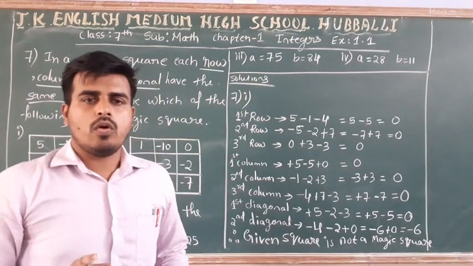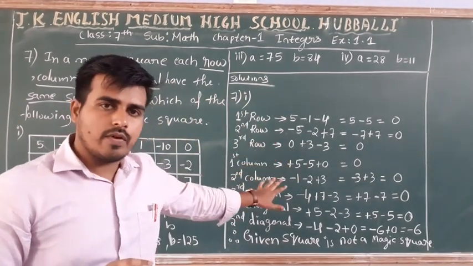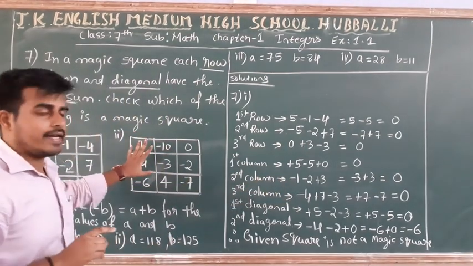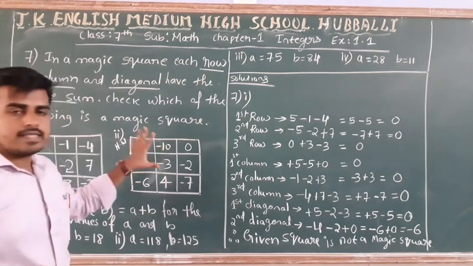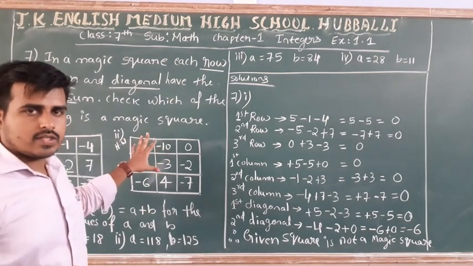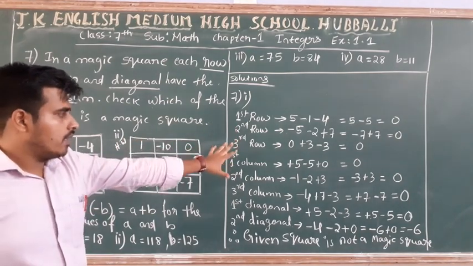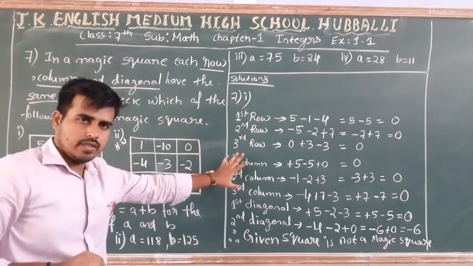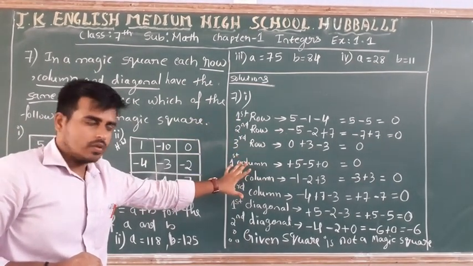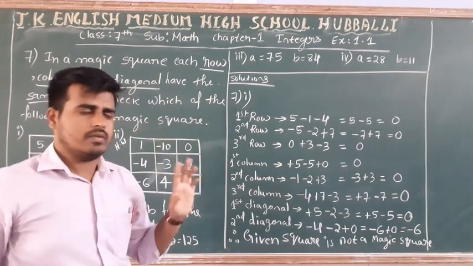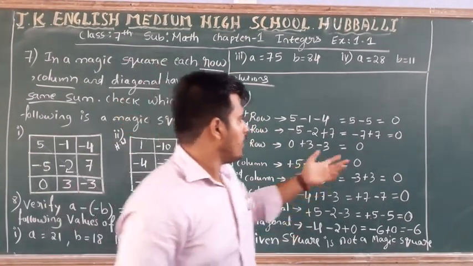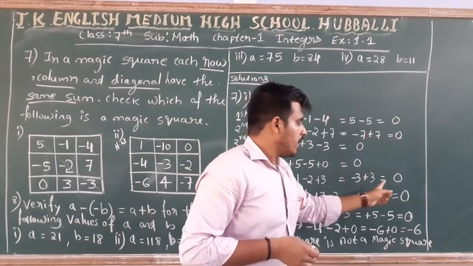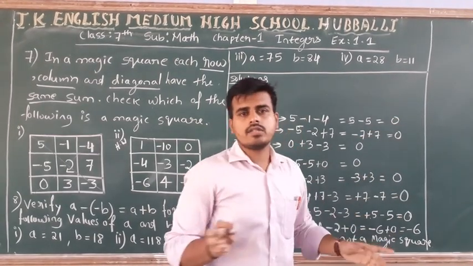Therefore, I urge you all to solve in a similar fashion. You must try this second problem. Take it as homework. Take this second box or second square as homework. Try in a similar fashion to how I showed here. If you get all answers the same, not 0 only, it may be any number. For example, if you are getting 3, 3, 3, 3, everywhere answer 3, then also it is a magic square.